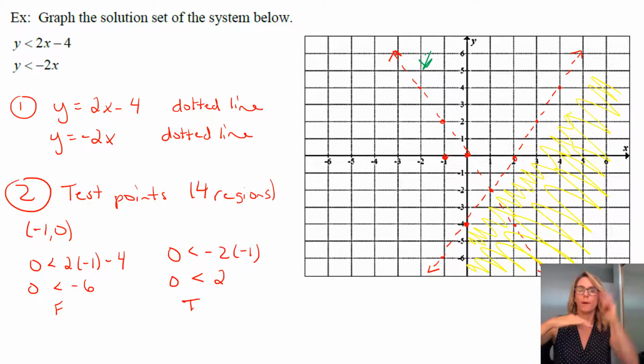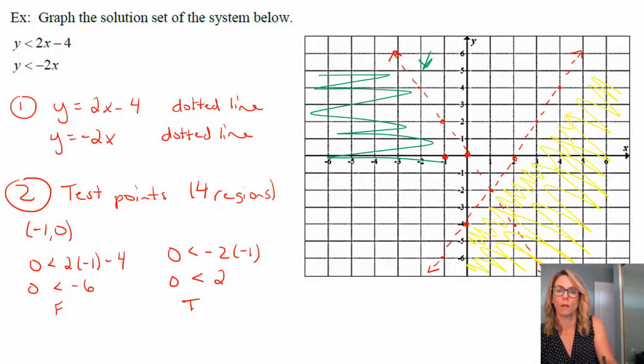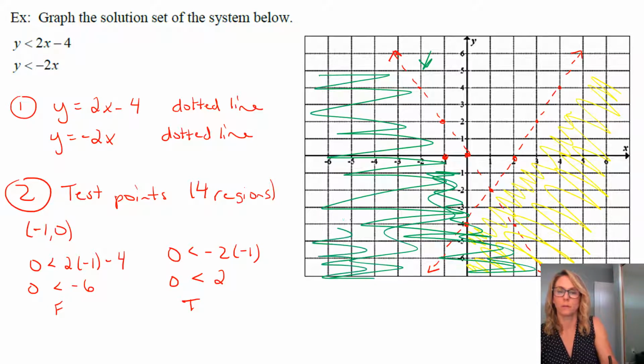We have above that line and we have below that line. So it's kind of like to the right of that line or to the left of that line. We want to be to the left of that line because we want the side that has negative 1, 0. So that tells me I'm going to shade all of this. Okay, don't worry. I hope you're not shading yet because I'm not ready.